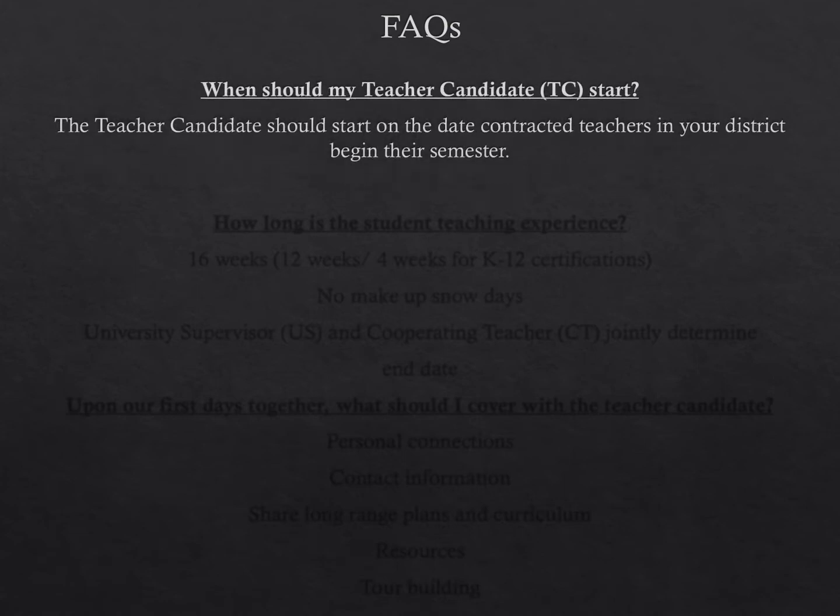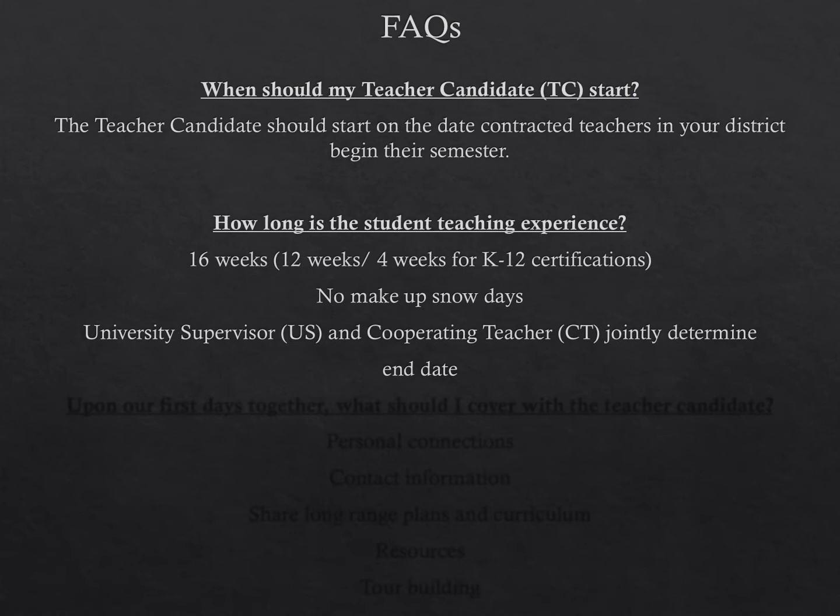When should my teacher candidate start at the school? The teacher candidate should start on the same date as any other teacher. We found it to be extremely beneficial for the teacher candidate to start prior to the students' first day of the semester. This gives him or her a chance to get to know you and become familiar with the expectations prior to the students starting school. Please invite them to any professional development days or workshops prior to the start of the semester if you're able.